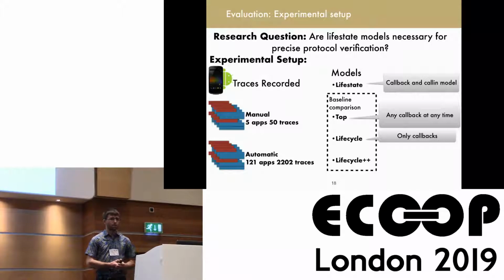Lifecycle only puts constraints between callbacks. So this is sort of like the documentation in the Android developer docs that doesn't have the on-click attached. And then we show Lifecycle++, which is the standard model without validation, to see how well it does.